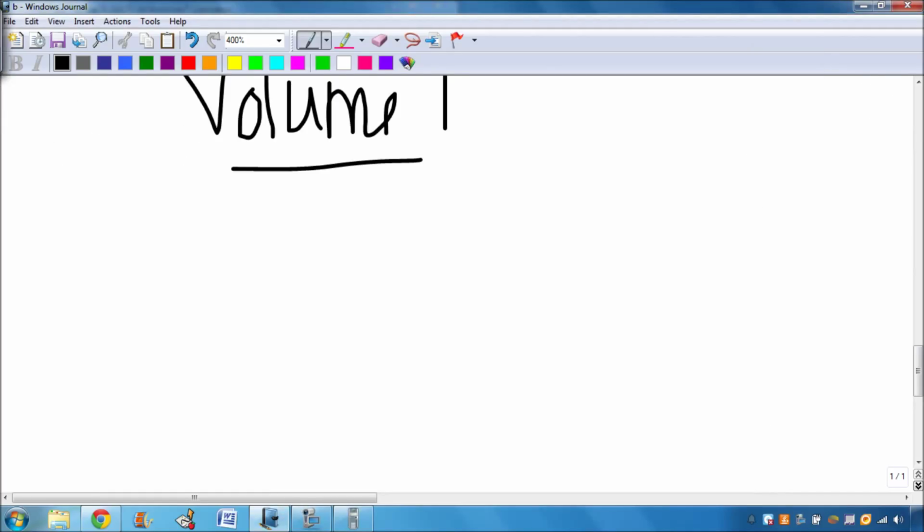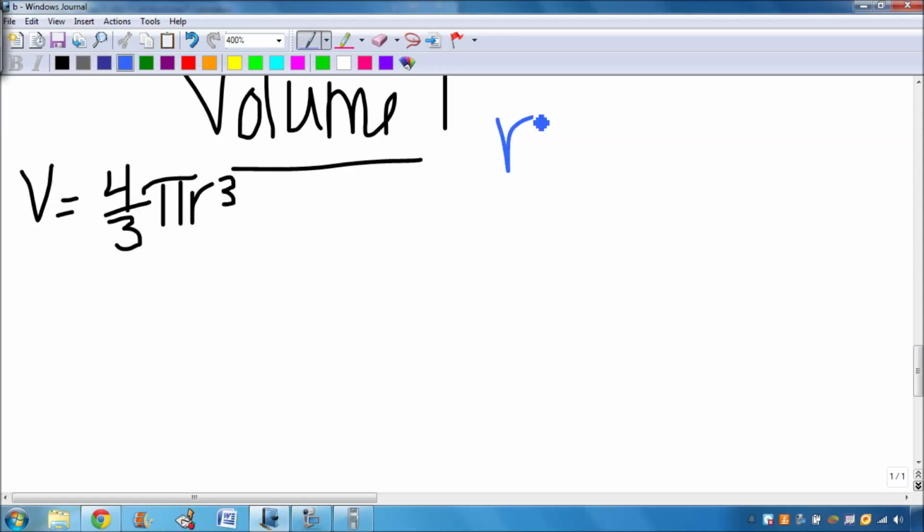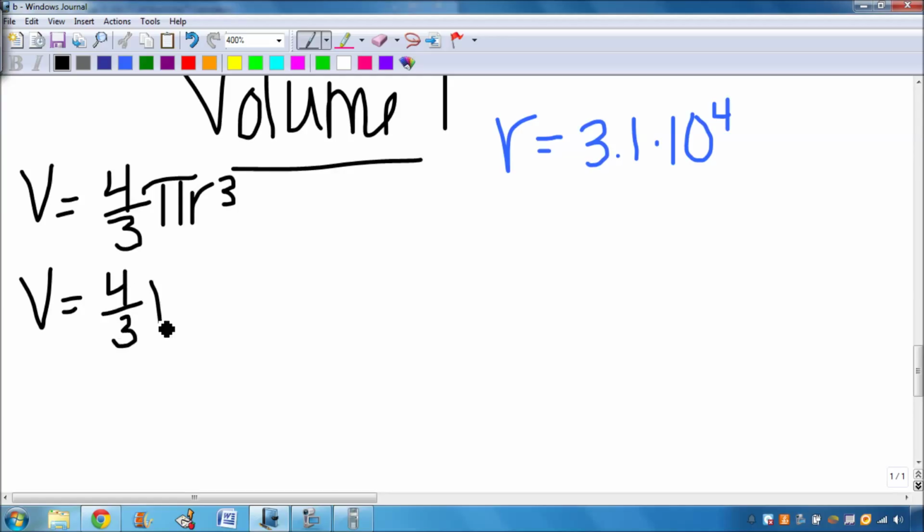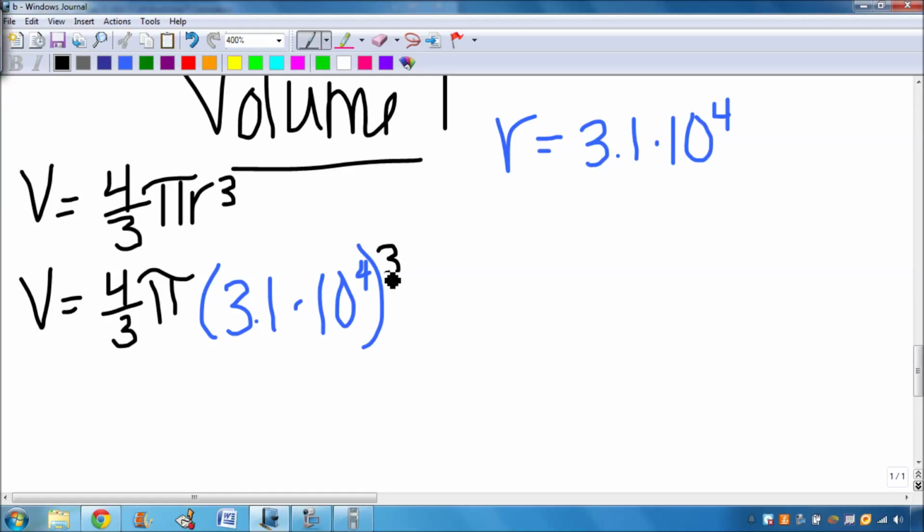All right, so in our first figure, we have a sphere. So the formula is still going to be 4/3 pi r cubed, and it tells us that our radius is 3.1 times 10 to the 4th power. Okay, so let's plug in our information. So we get v equals 4/3 pi times 3.1 times 10 to the 4th power, but the radius needs to be cubed. So, just like we learned before, we got to cube the 3.1, so we got to figure out what 3.1 is when we cube it.